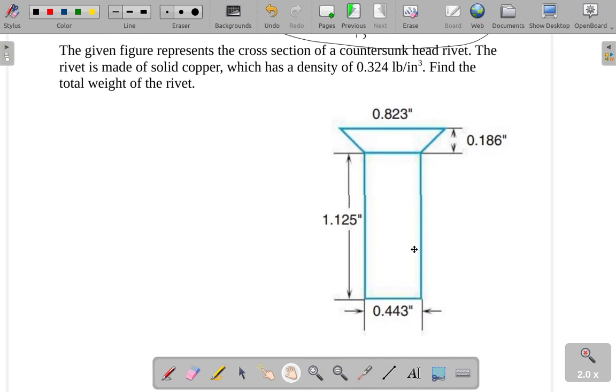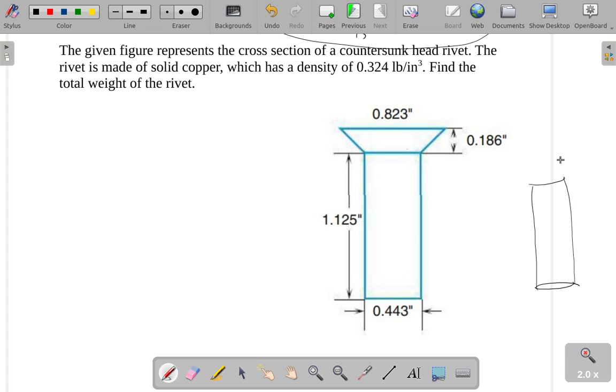The given figure represents a cross-section of a countersunk head rivet. The rivet is made of solid copper, which has a density of 0.324 pounds per cubic inch. Find the total weight of the rivet. So, in case you can't tell, the rivet would be a cylinder down here. This is kind of a squashed view. It's actually a cross-sectional view. This would actually be a cylinder here.